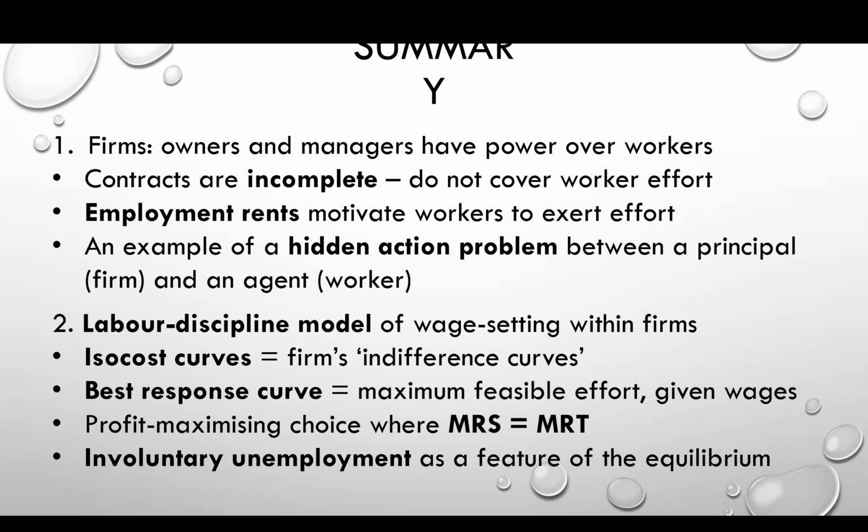In the labor discipline model of wage setting within firms, the isoprofit curves are called the firm's indifference curves because the firm doesn't care where along that straight line the worker works, as I explained, because they get the same amount of effort per unit. The best response curve is from employees, so they get maximum feasible effort given wages, and the profit maximizing choice is where the needs of the firm meet what the firm's willing to pay. And involuntary unemployment is a feature of the equilibrium that is necessary for this labor discipline model to function.